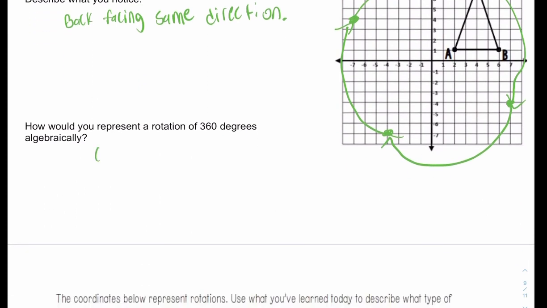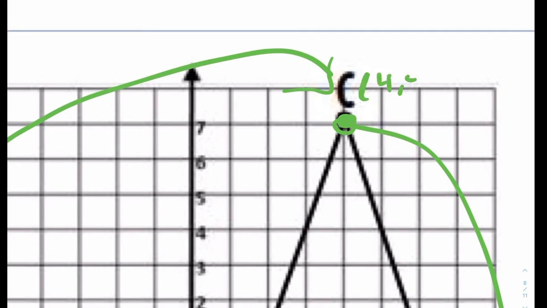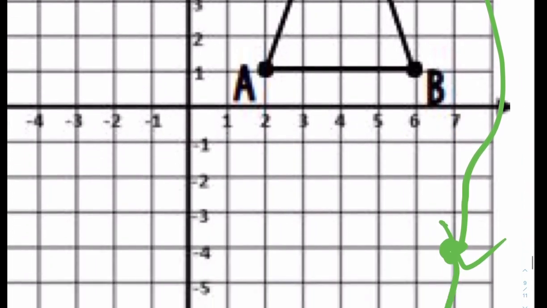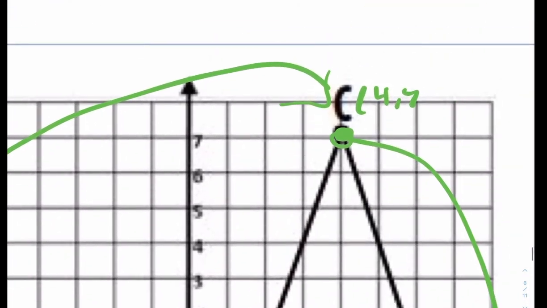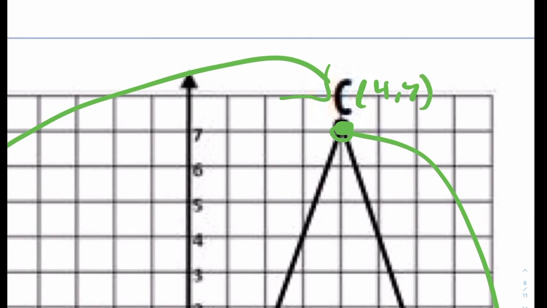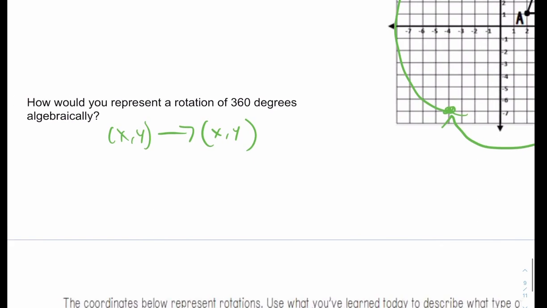Which means if we had x and y, and we spun it 360 degrees, how did they change? Look at where C started. It started at 4, 7, and then after we went around town, not once, not twice, not 3 quadrants, but 4 quadrants later, where did C end? Back at the same place. So it's at 4, 7. It started at 4, 7. It ended at 4, 7. You start with x, y. 360 degrees later, you end with x, y. Nothing changed.